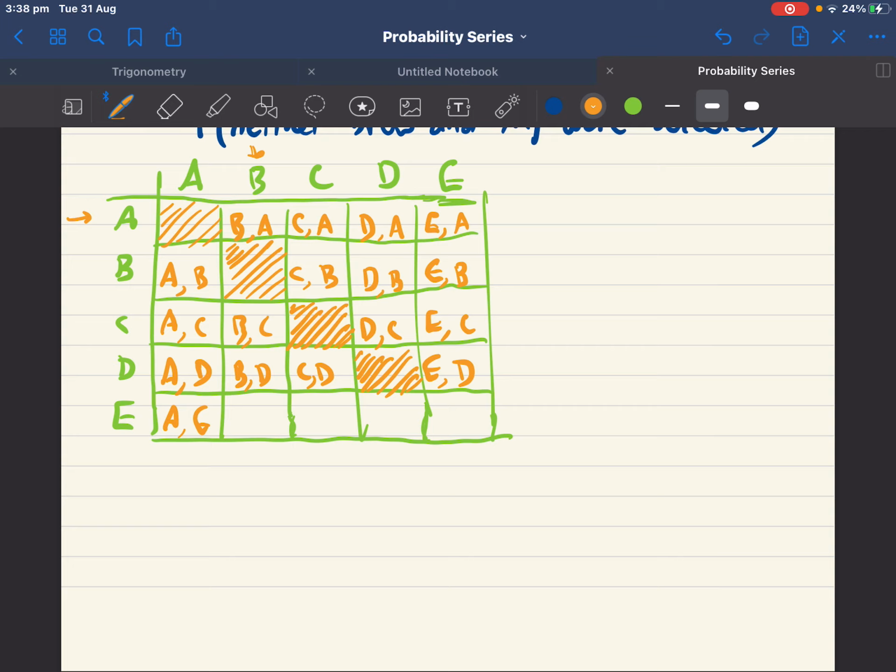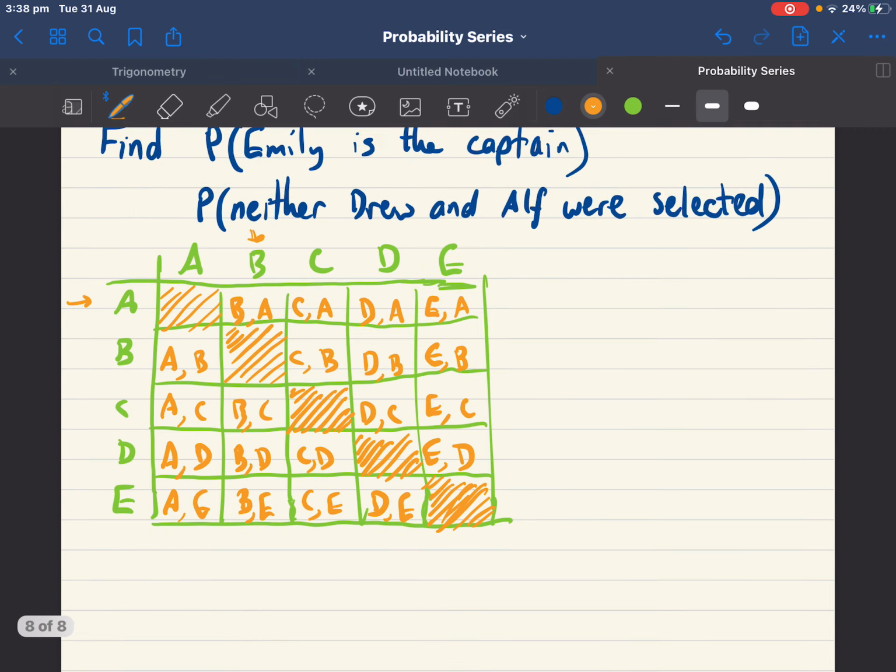Alf and Emily, Beth and Emily, Kaz and Emily. Drew is captain, then Emily is vice captain, and Emily cannot be both captain and vice captain, so that one doesn't exist. All right, so from here we have our sample space.